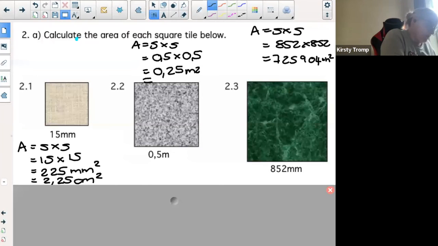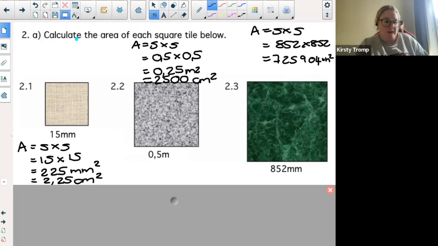I'm going to do it on my calculator just to make sure that I'm right, because like you guys said, oh my goodness, it's Monday, hey? Equals 2,500 centimeters squared.